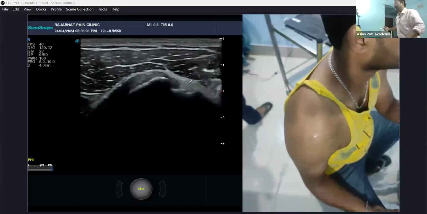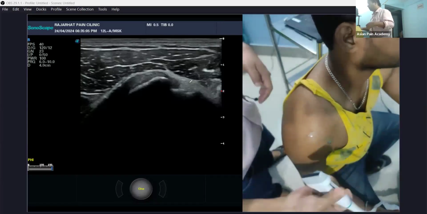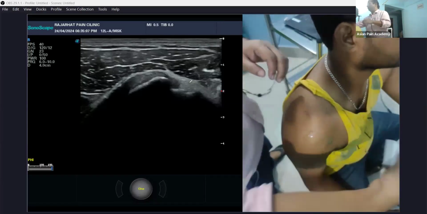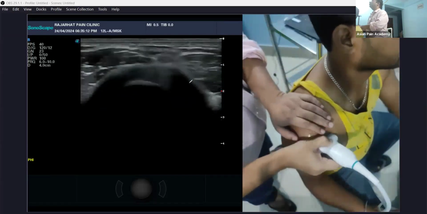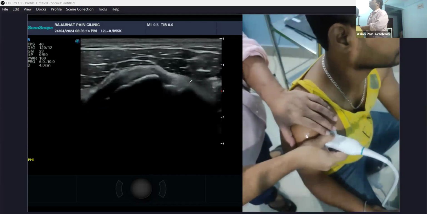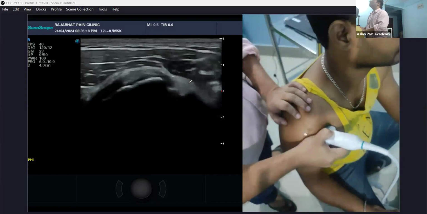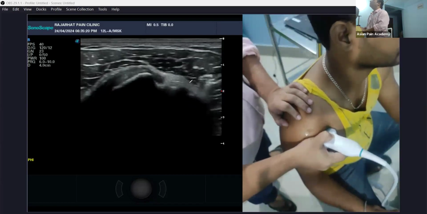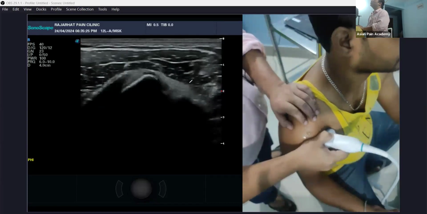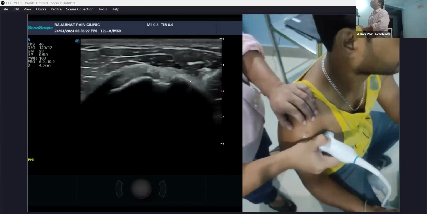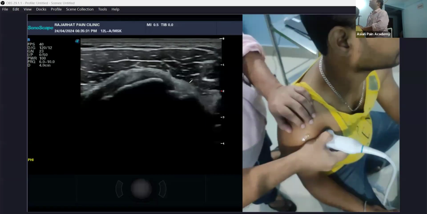What I am assessing is the hyperechoic white color and the hyperechoic fibrillar structure of a normal tendon. I am also assessing the bony periosteum for any irregularities, any irregular margins, and there are none. So you can see medially.